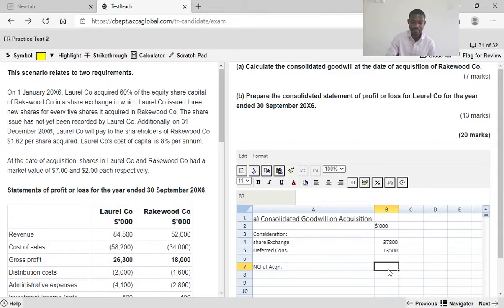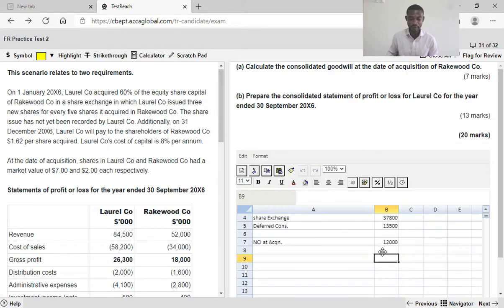So I'll type in here again, equal to, the number of shares 15 times their percentage. This time it is 40%, so 0.4, and times the share price of Raku, which is 2, and that will give me the NCI value, and that is the value you have there. So what I'll do is to bring the total here, total of these. This is equal to this plus this plus this. You need to build that formula, and that is 63,300.